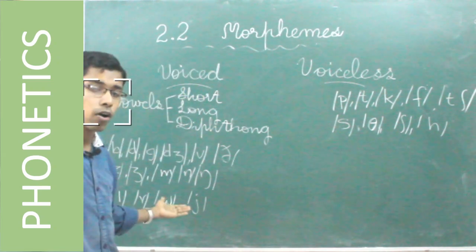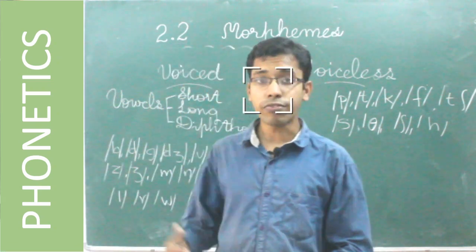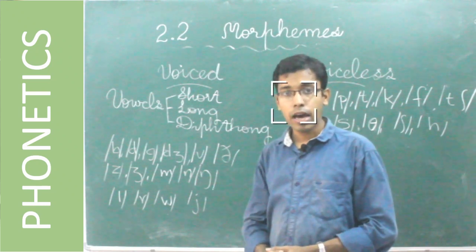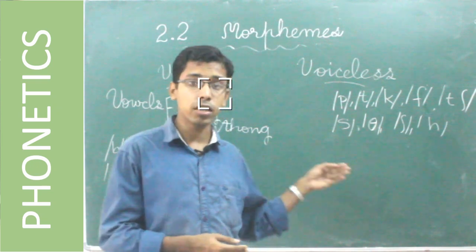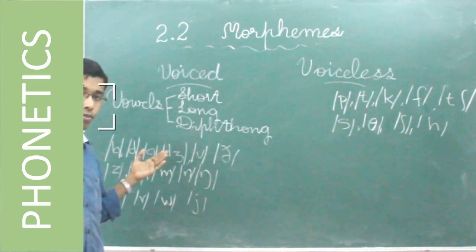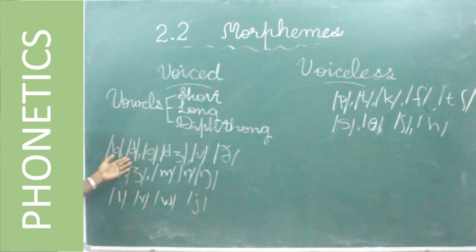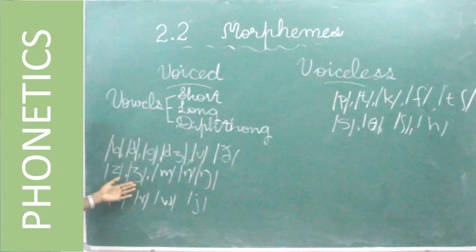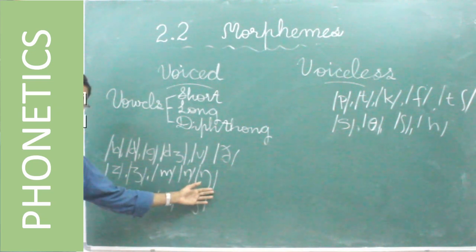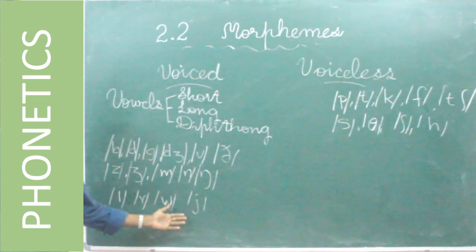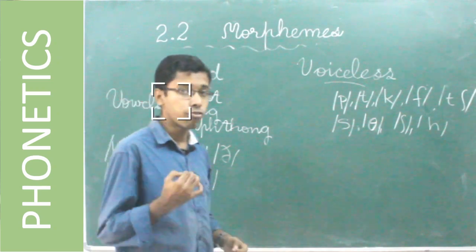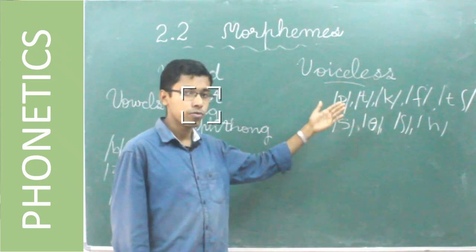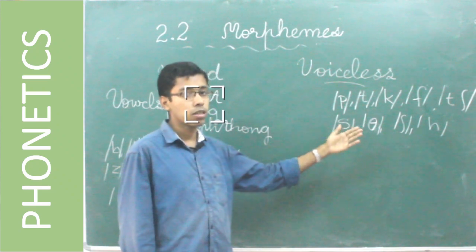And we have the list of voiced phonemes and the voiceless phonemes. Voiced phonemes include all the vowel phonemes, the short vowel phonemes, long vowel phonemes, and the diphthongs. All the consonant phonemes could be broadly classified into these two. The voiced consonant phonemes are b, d, g, v, z, m, n, l, r, w. The voiceless consonant phonemes are p, t, k, f, s, sh, h.